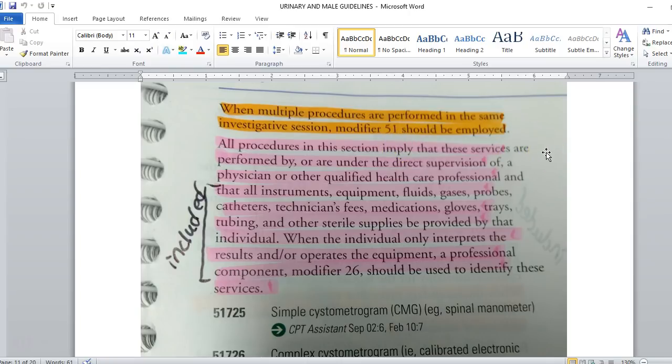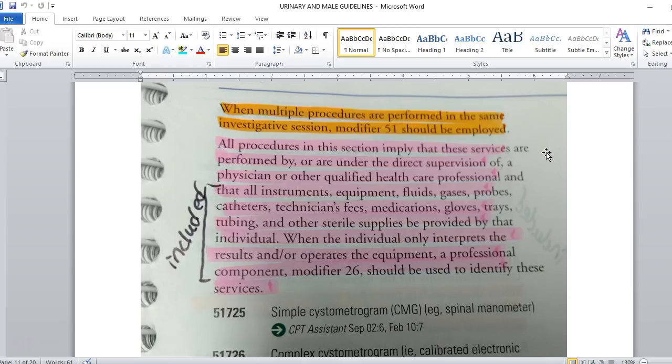Again, a lot of these will be done at the same time because they're easy to do at the same time, and a lot of this is testing. They tell us all procedures in this section imply the services are performed by or under direct supervision of a physician or other qualified healthcare professional, and all instruments, equipment, fluids, gases, probes, catheters, technicians' fees, medications, gloves, trays, tubing, and other sterile supplies are provided by that individual. So that is what is included.